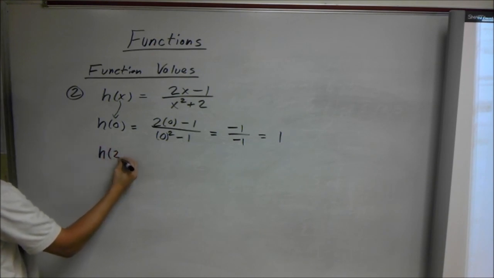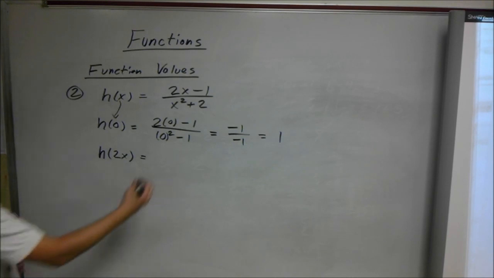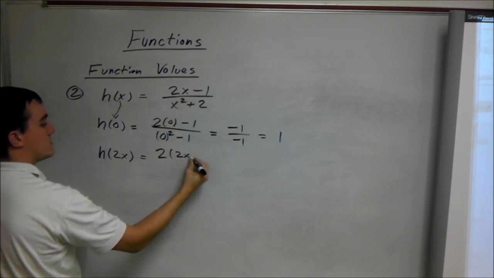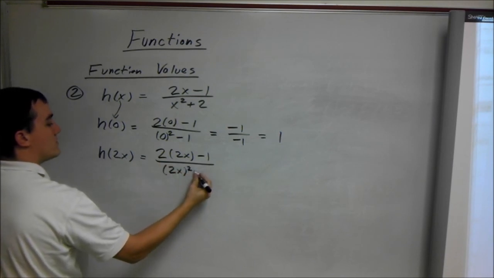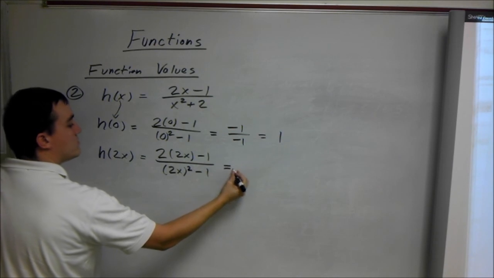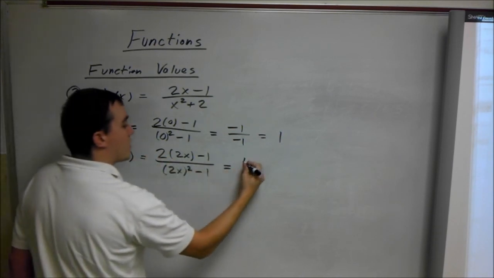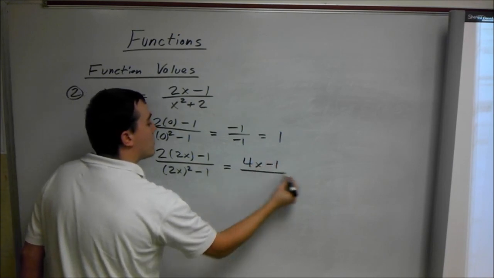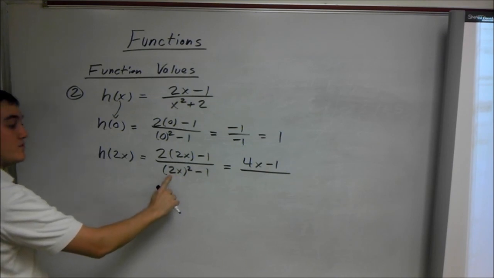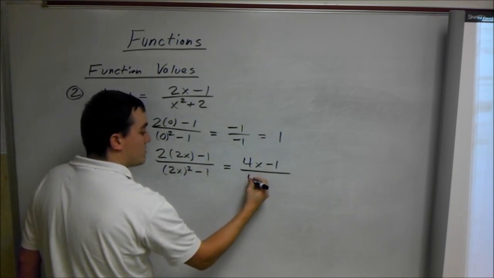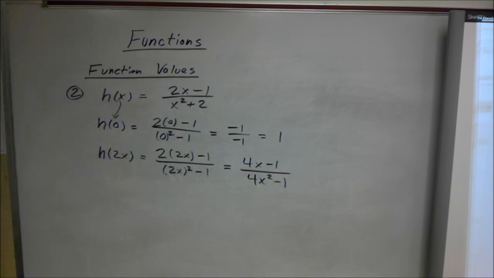Of course, it does get harder. Say it said plug in 2x. Okay. Well, we have 2 times 2x minus 1 over 2x all squared minus 1. Well, 2 times 2x, just multiply the numbers, is 4x minus 1 over 2x squared. We're actually squaring both of these. 2 squared is 4, and x squared is, well, x squared. And the 1 doesn't change. So that would be it for that one.